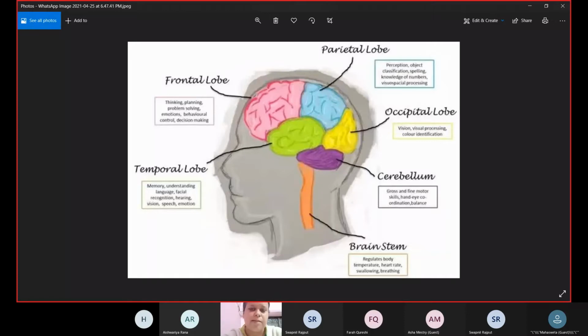Okay. So the number one is brain damage. So please write it down, brain damage. Second is disease related to brain. Third is lesion, L-E-S-I-O-N, lesion. And fourth is brain surgery.